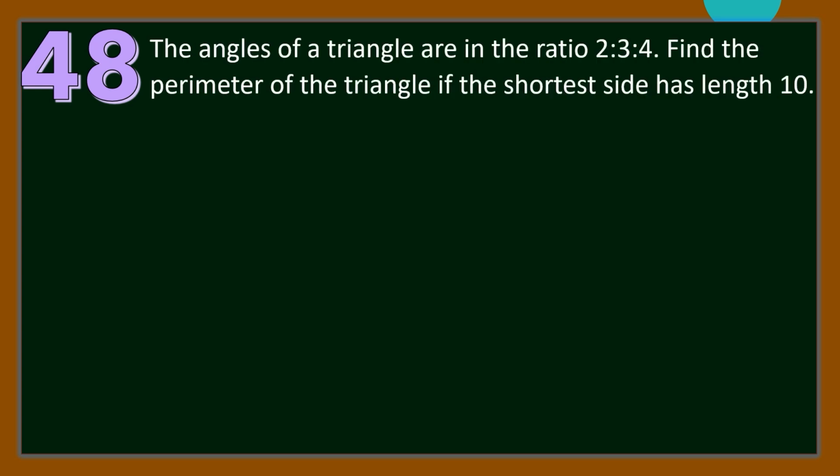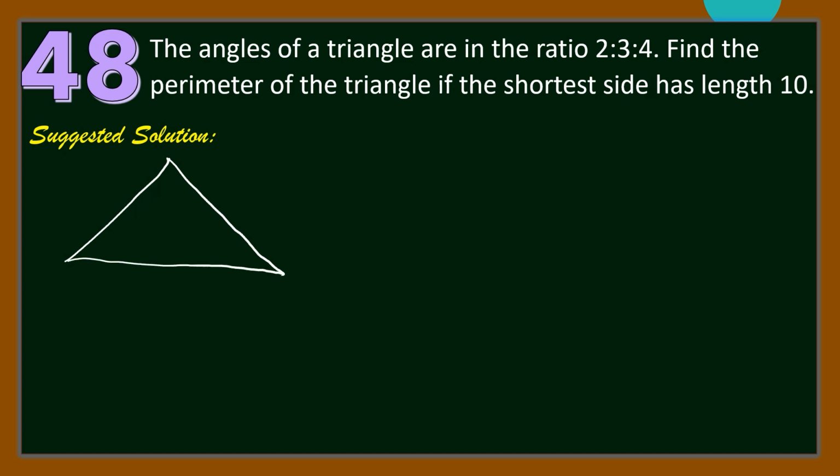Number 48. The angles of a triangle are in the ratio 2 to 3 to 4. Find the perimeter of the triangle if the shortest side has length of 10. Here is our suggested solution. If the triangle has the angles in the ratio 2 to 3 to 4, then the triangle must have the following angles: 40, 60, and 80 degrees.